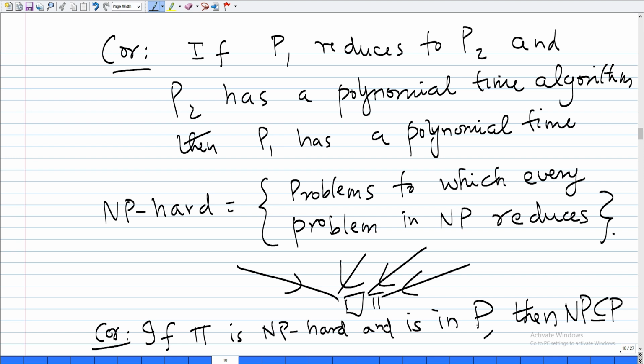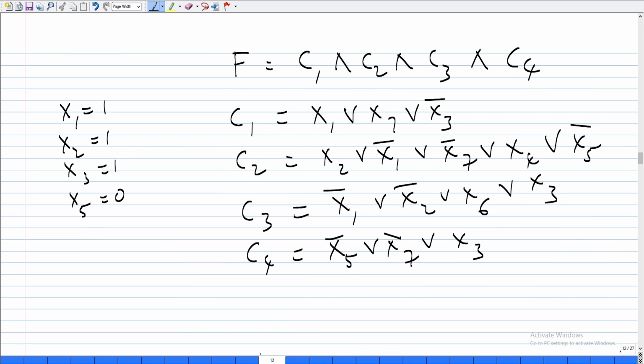Since it is such a powerful statement, which we do not believe, because we believe that verification and computation are inherently computationally different sets of problems, we do not believe that satisfiability has a polynomial time algorithm. So, showing some problem as NP hard is evidence that it probably does not have a polynomial time algorithm.